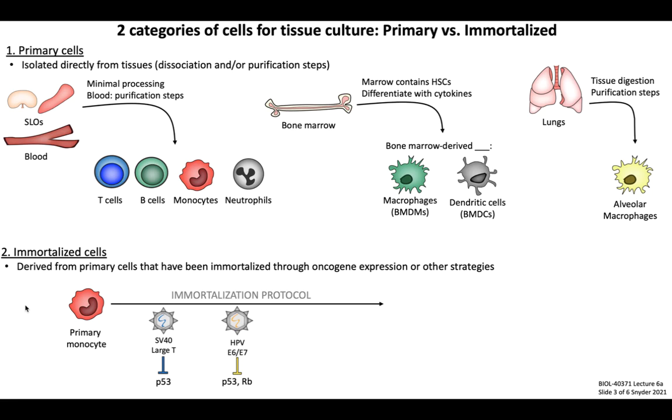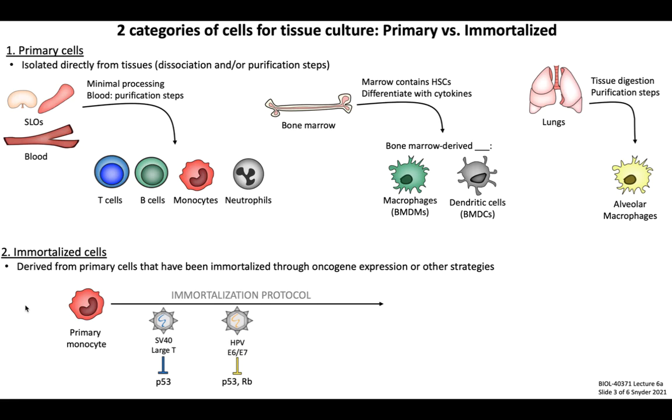The second category of in vitro cells are immortalized cells. These are actually derived from primary cells originally, which were then treated with one of several possible immortalization protocols. These include infections with oncogenic viruses that encode oncoproteins, such as SV40, which encodes something called large T antigen. Human papillomaviruses, or HPV, encode the products E6 and E7, which are also used for immortalization.